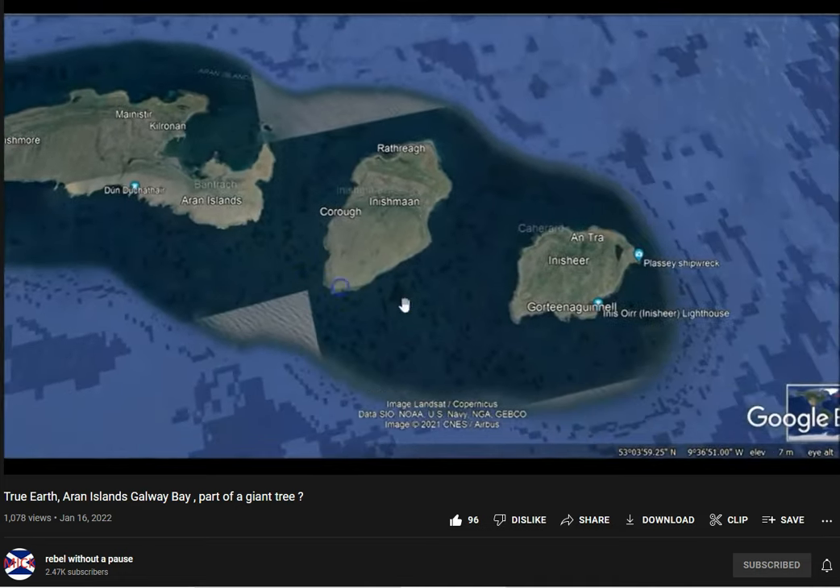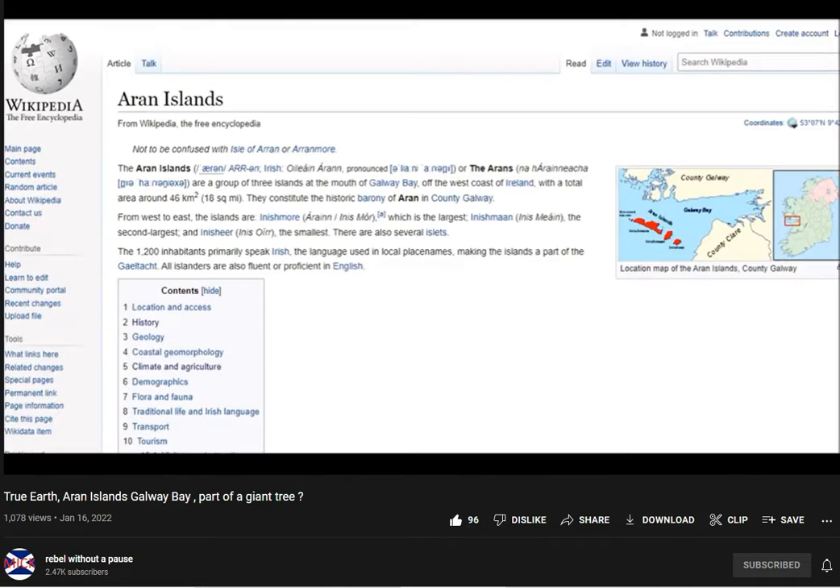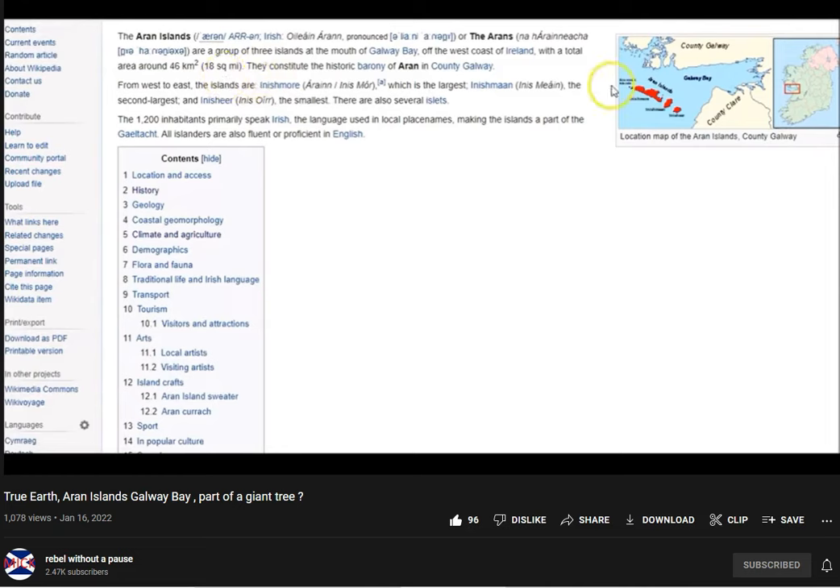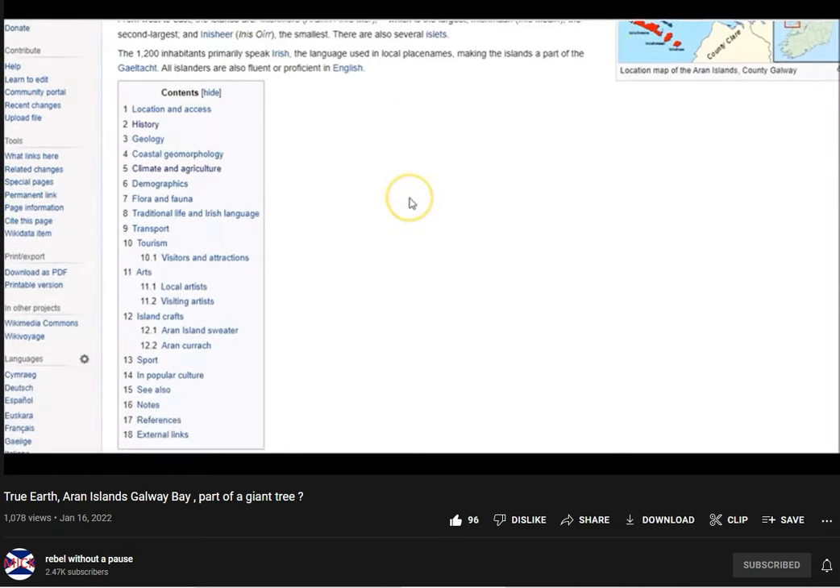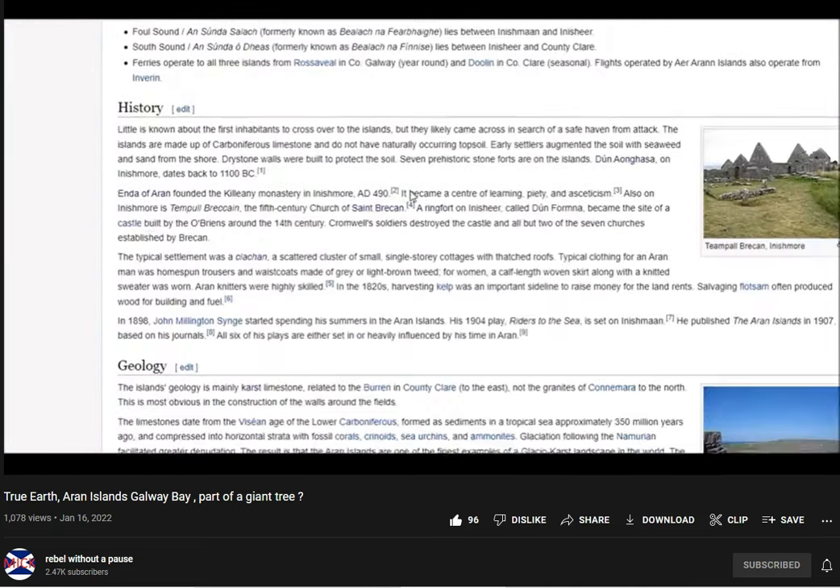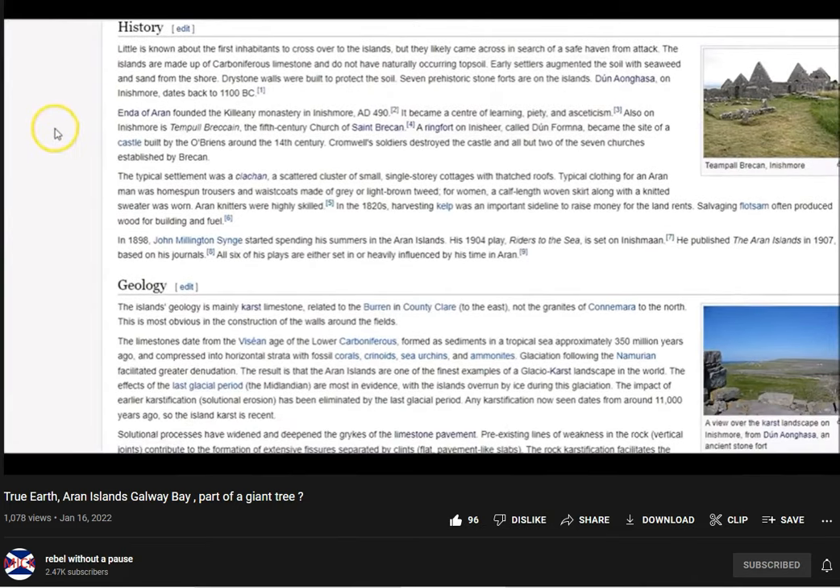I'll start with the smallest of the islands. Right, before we do that, we'll have a look at what they say about the islands. We'll go to Wikipedia, the biggest library in the world, and see what they say. They tell you where they are and where to find them. And I'm interested in what they say about the islands themselves.